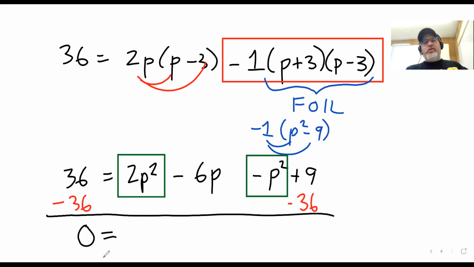And more specifically, 2p squared minus 1p squared is 1p squared. But I don't have to write that 1. Minus 6p. And then when I add the +9 and the -36, I get -27.